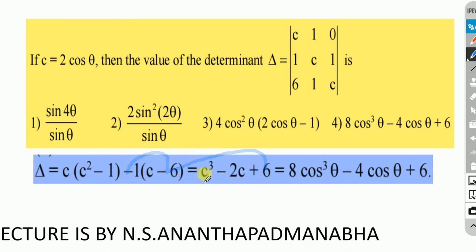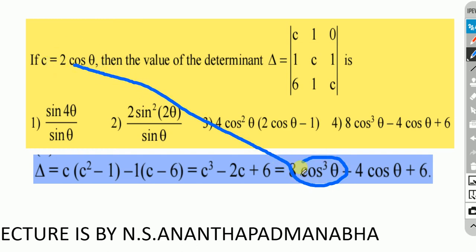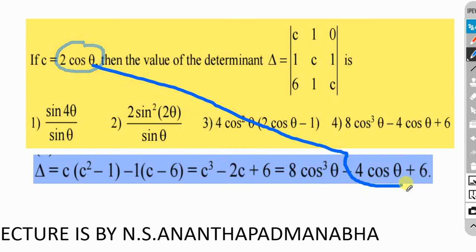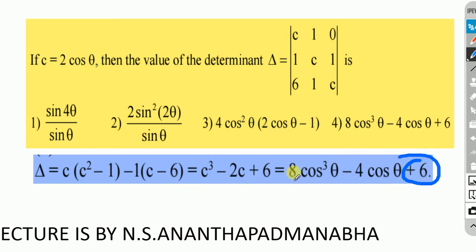So C is 2 cos theta. When you substitute for C here, I have 2 cube is 8 cos cube theta minus 2 into C, that is 2 into 2 cos theta is 4 cos theta, plus 6 here. So the answer is 8 cos cube theta minus 4 cos theta plus 6. So option 4 is the right answer.